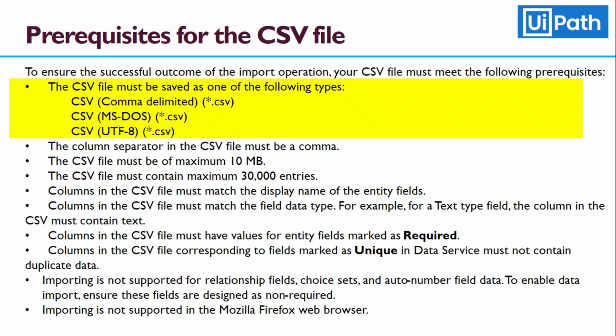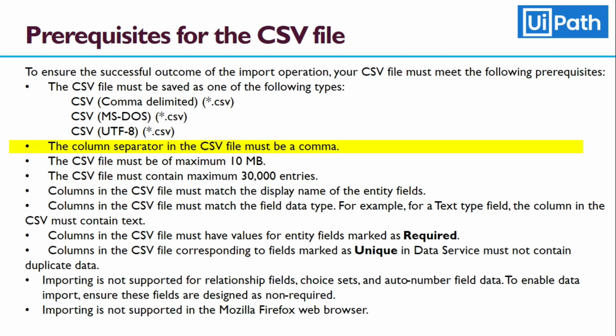The CSV file must be saved as one of the following types: first, CSV, that means *.csv, comma delimited file. Second, CSV MS-DOS. Third, CSV UTF-8. So these are the formats of CSV files.